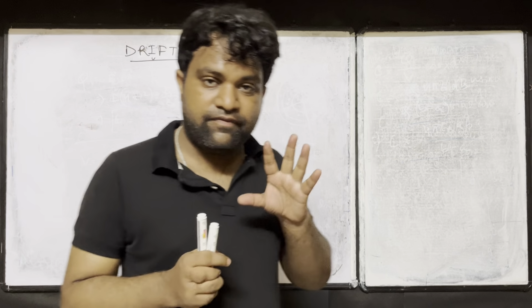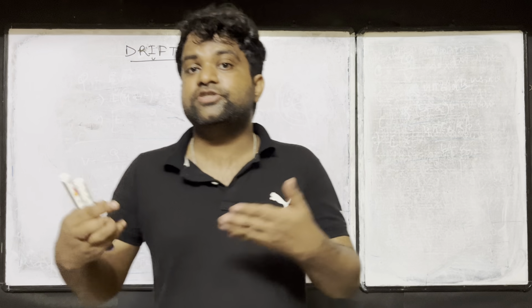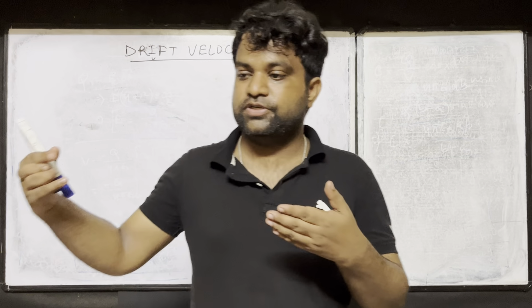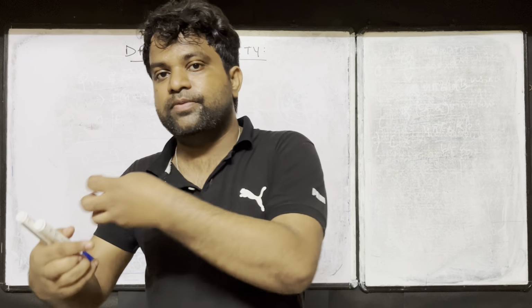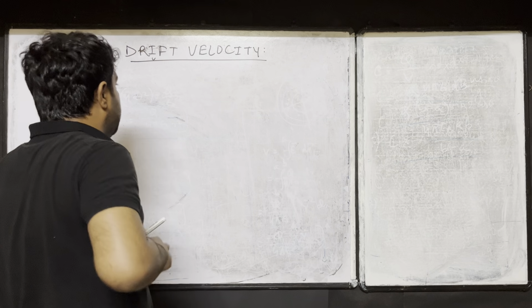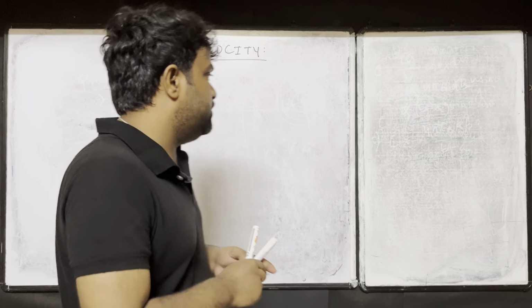It's the average velocity that an electron moves in a conductor opposite to the electric field provided. Because it's a negative charge, suppose the field is away from the positive charge, then the electron will be moving against the field. So we'll derive the expression for the drift velocity.